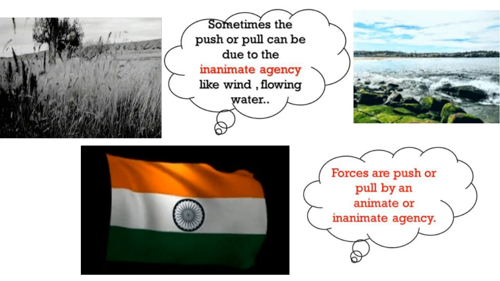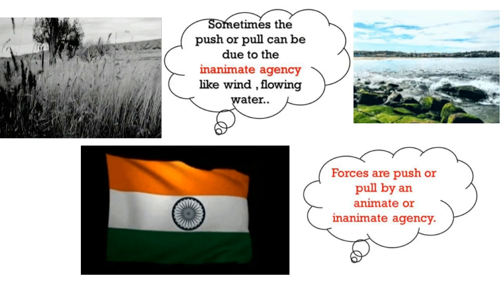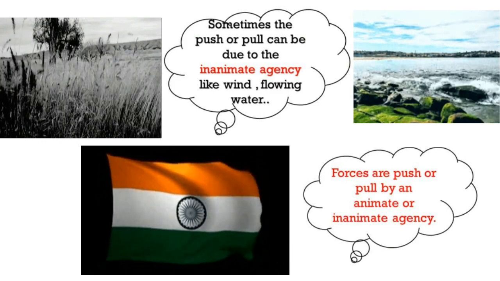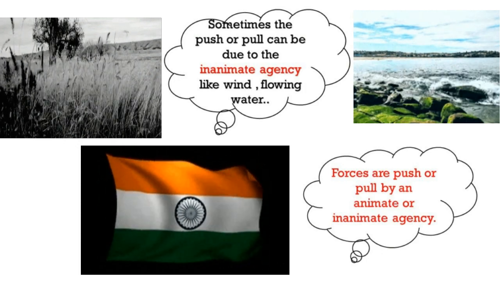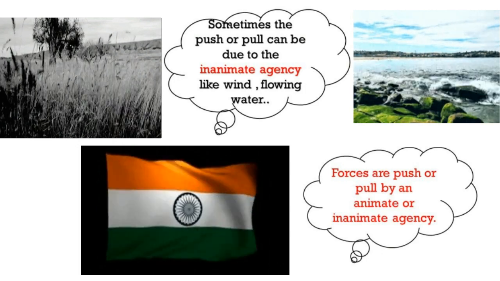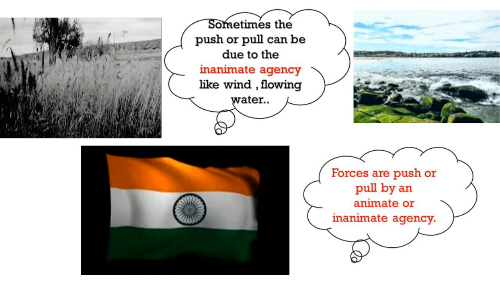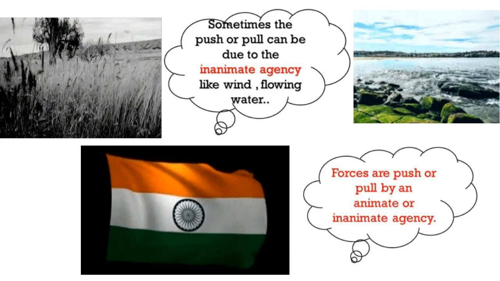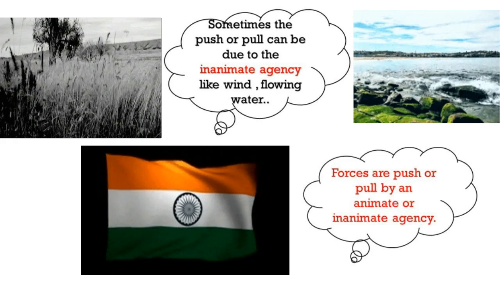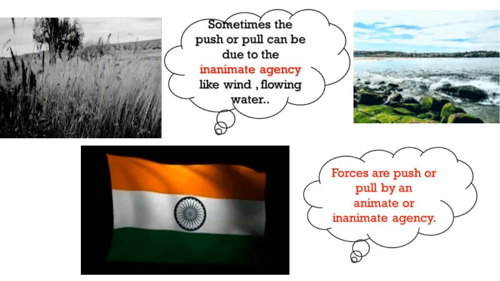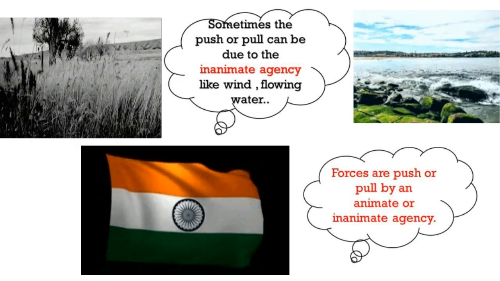Sometimes we see tall grass in the meadow dancing in the wind, and a flag fluttering in the wind. A piece of wood is moving down a stream. What pushes or pulls them? We know that blowing wind and flowing water are the cause. Sometimes the push or pull can be due to an inanimate agency, like wind and water. So, forces are push or pull by an animate or inanimate agency.